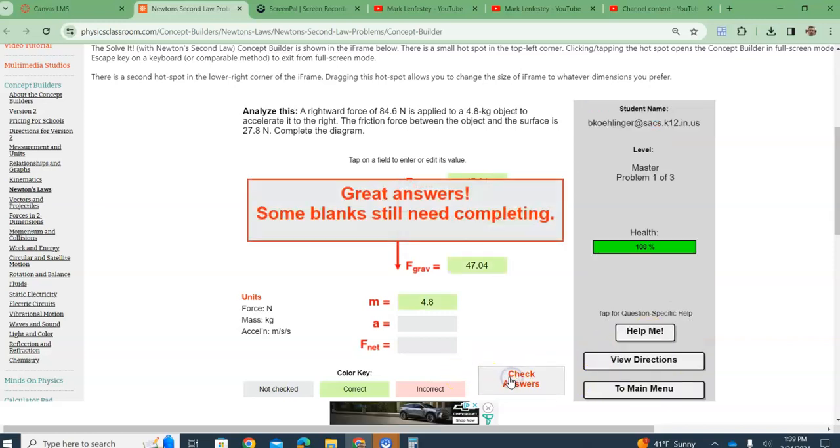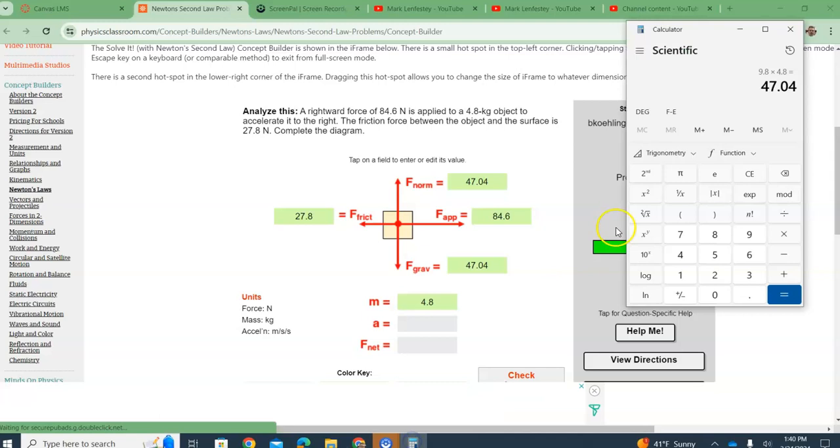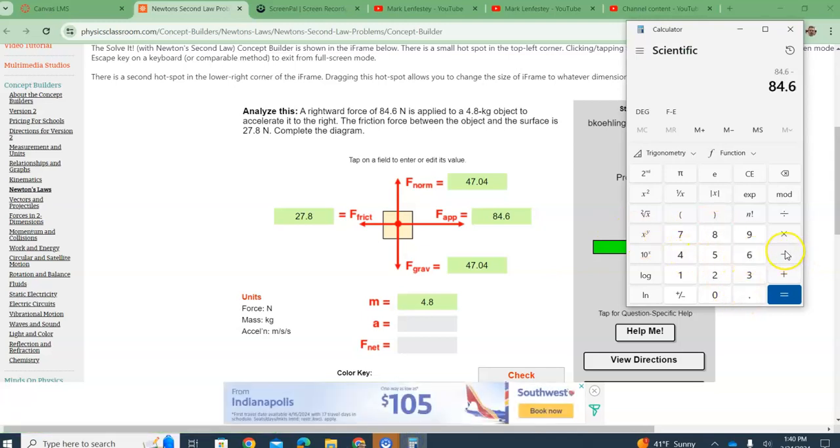At any point, you can go ahead and check your answers if you're curious. I still have to find the acceleration and the net force. Well, notice this is not balanced. The applied force is bigger than the frictional force. In fact, the difference in those two would be my unbalanced force, the net force. So I'm going to subtract those two to find the net force. So 84.6 minus 27.8, and I get 56.8 is the net force.